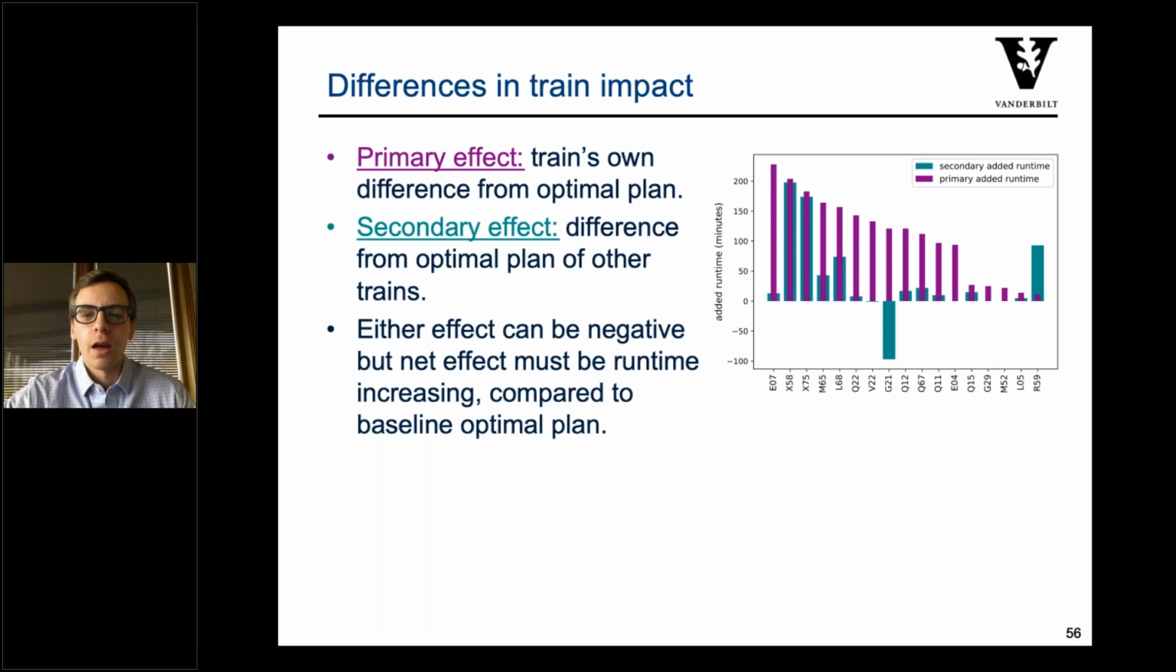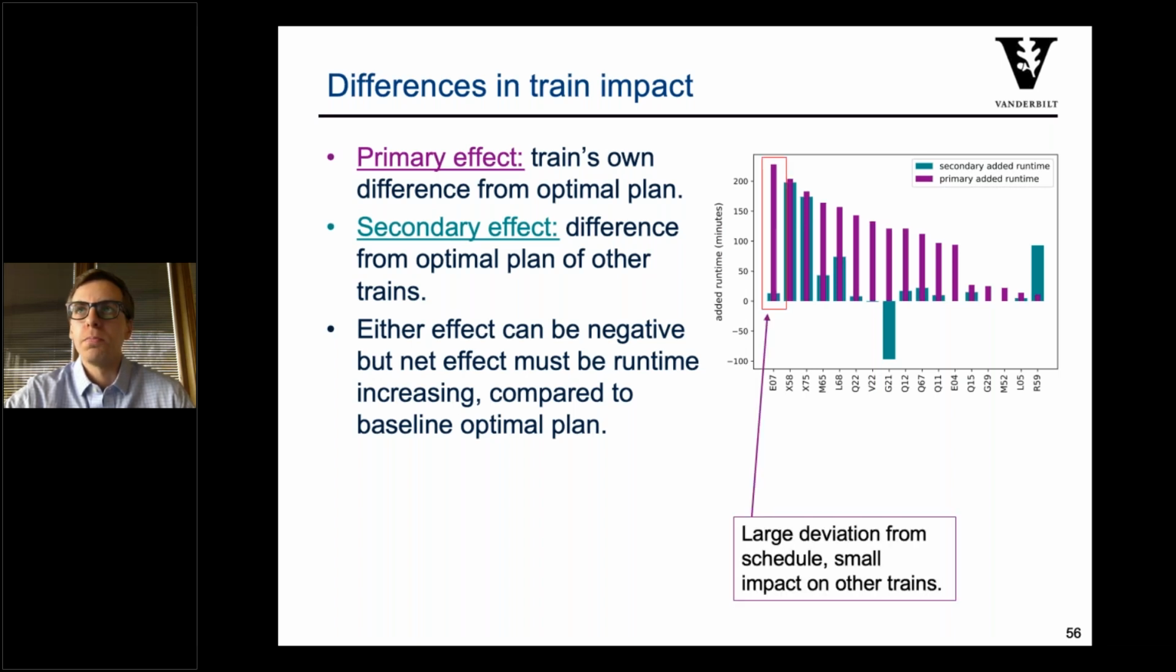But let's take a couple examples of trains that we see in these results. The first is train E07 here. Compared to its original plan, train E07 experiences a large increase in primary added runtime. So when we fix its trajectory compared to its optimal baseline, that added runtime that it actually experienced is well over 200 minutes. But its added runtime in the secondary sense is quite minimal. It really didn't have much impact on other trains.